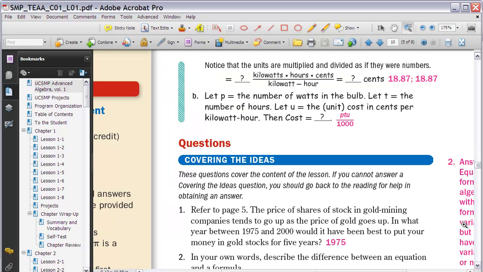So if we do that multiplication and division, we end up with 18.87 kilowatt hour cents per kilowatts minus hours. So we're performing those operations on the units just as if they were numbers. In other words, it would be 18.87 cents. In part B, it says let P equal the number of watts in the bulb. Let T equal the number of hours. Let U equal the unit cost in cents per kilowatt hours. Well, then to find that cost, I'm going to take P times T times U and divide it by 1,000.